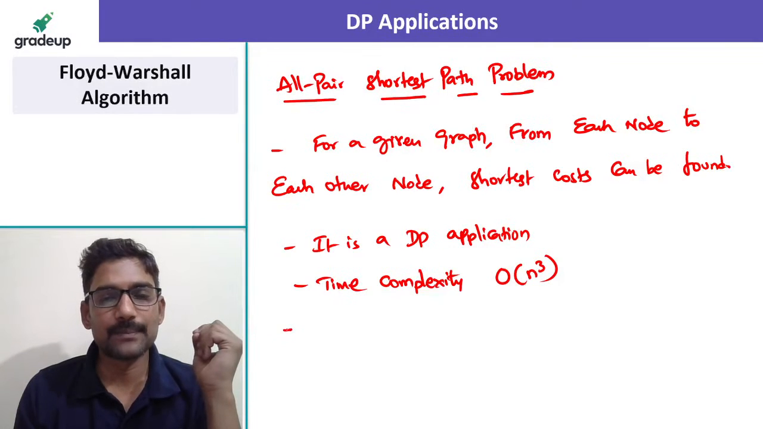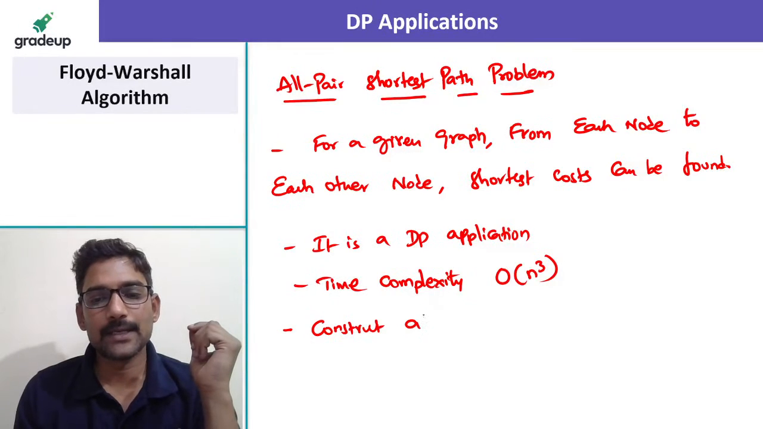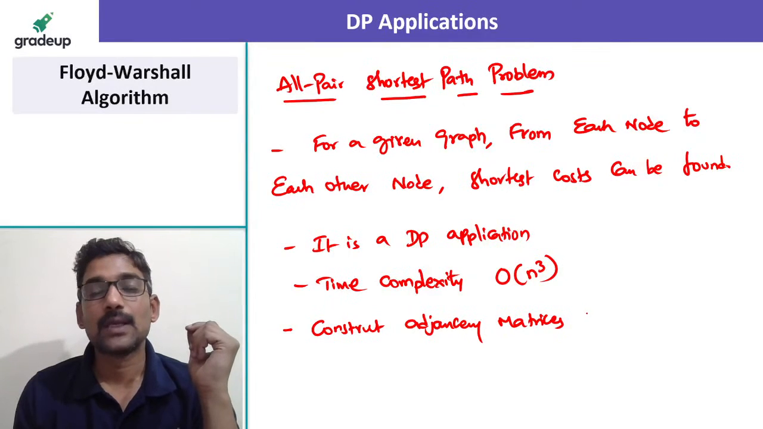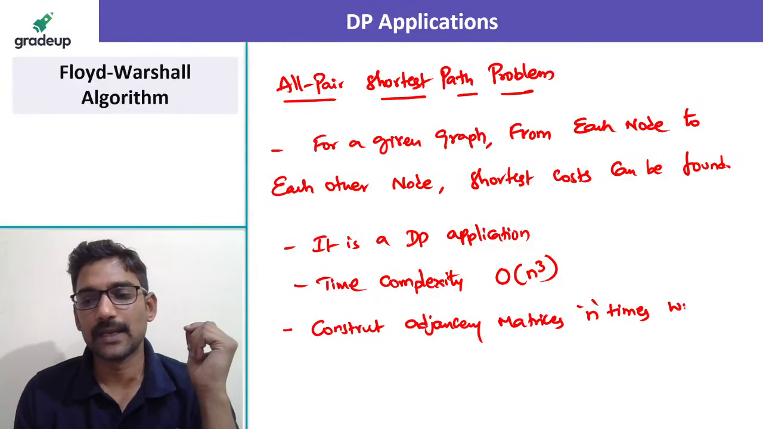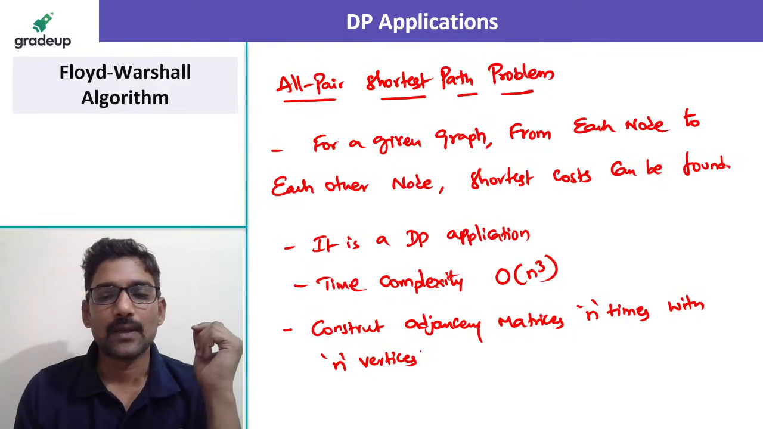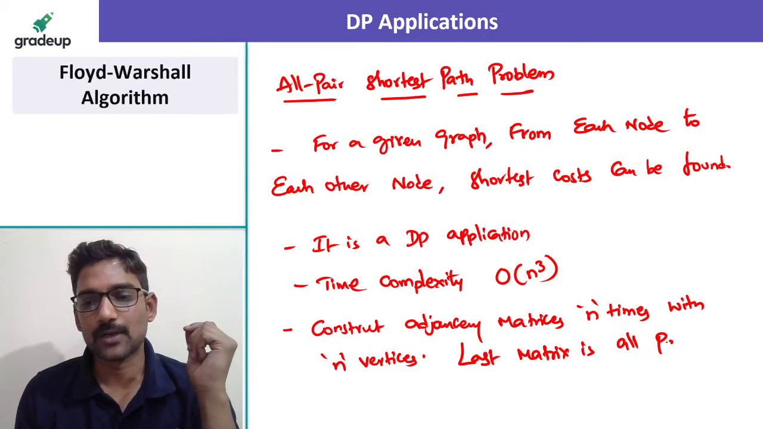And the backbone principle is we will construct adjacency matrices n times, where n is the number of vertices, and here the last matrix is the all pair shortest path matrix.